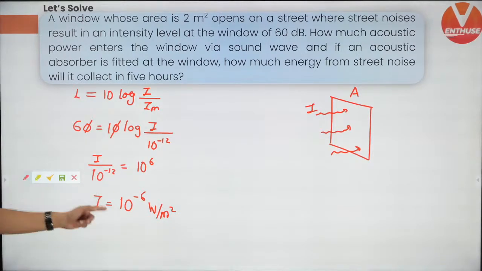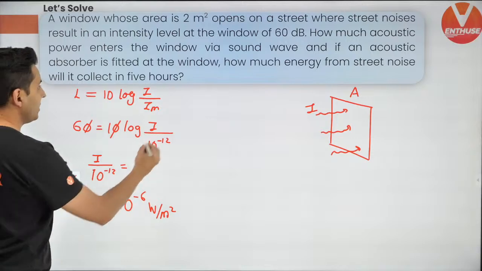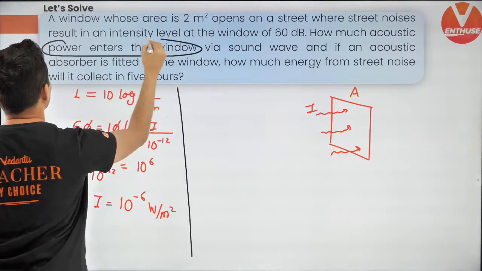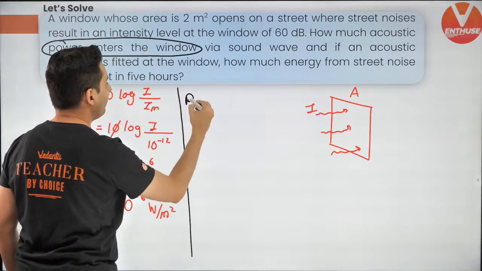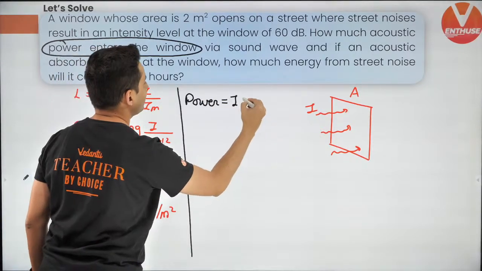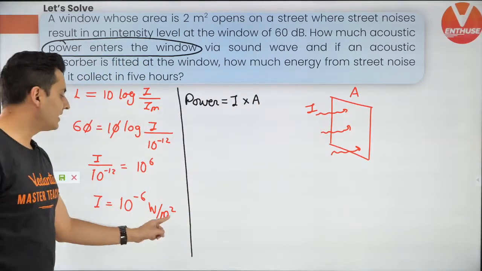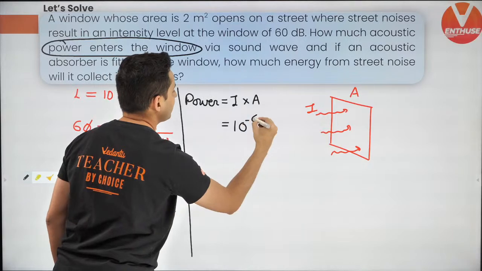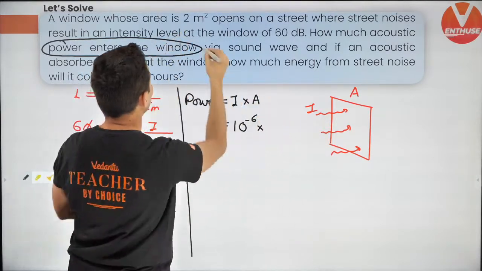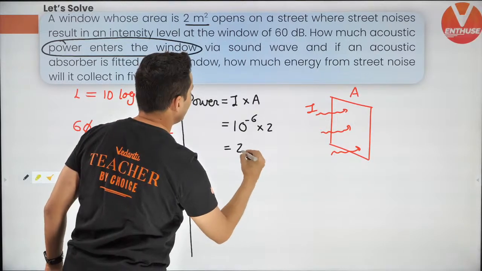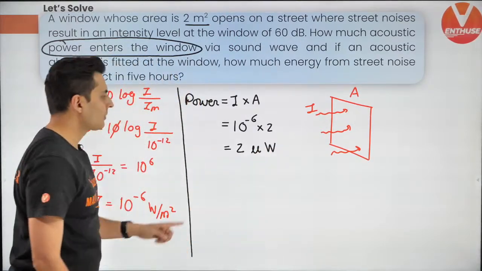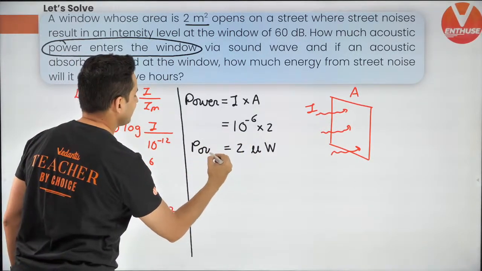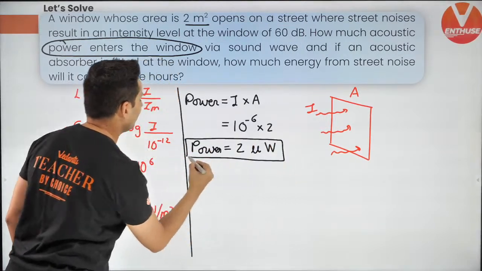Now, once intensity is found, the rest of the job is simple. The question is, how much power enters the window? Power is basically intensity multiplied by area. Intensity is per meter square, into area. So it is 10 to the power minus 6 multiplied by the area, 2. That will give 2 microwatts. 10 to the power minus 6 is micro. So 2 microwatts is the power, guys. That's the answer for that particular question.